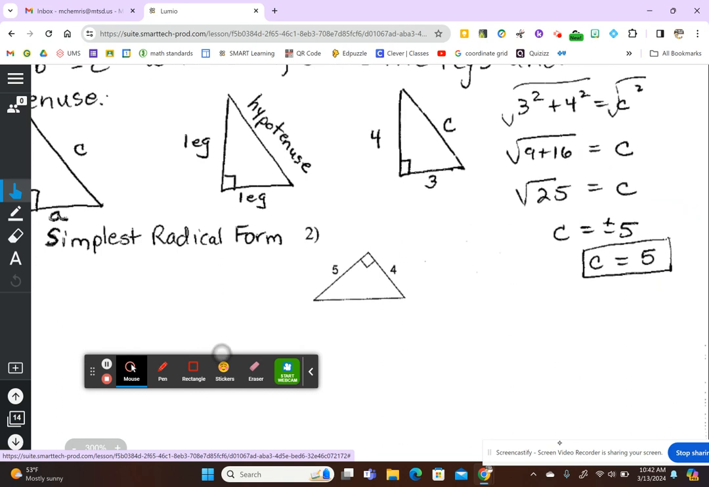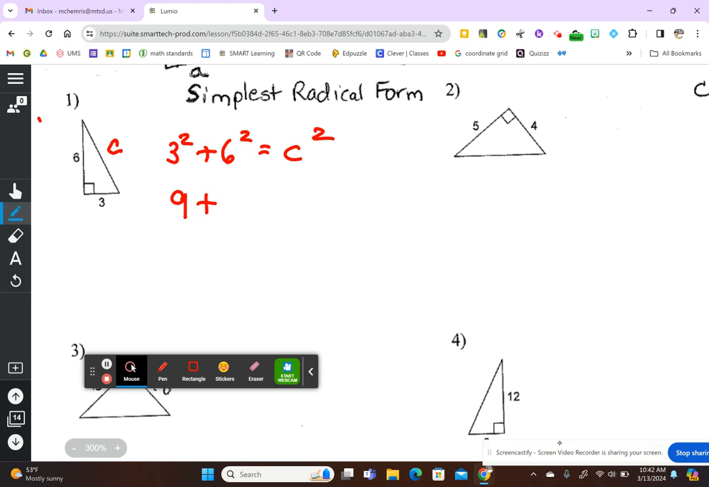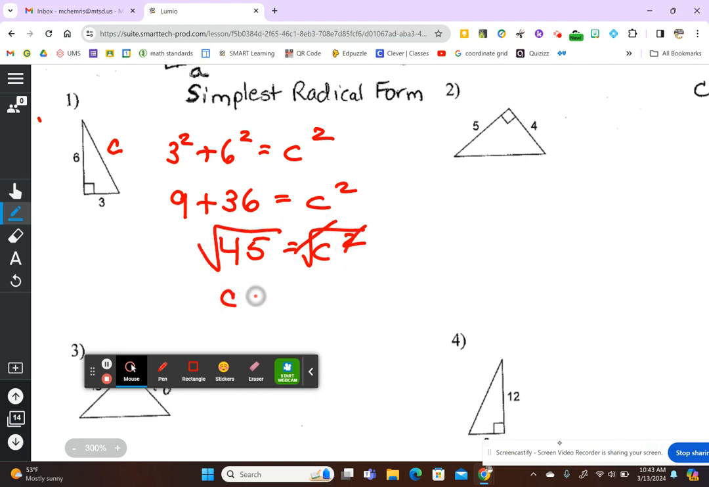So here is the example I showed you at the top of this page. We're going to do number 1 together. So number 1 gives you two different legs, and it wants you to find C. So you say 3 squared plus 6 squared equals C squared. And 3 squared is 9, 6 squared is 36, equals C squared. I add 9 and 36 together, I get 45 equals C squared. So I take the square root of C squared and the square root of 45. Square root and square cancel each other out. And I don't say plus or minus 45 because we're talking side lengths and we're only interested in the positive.